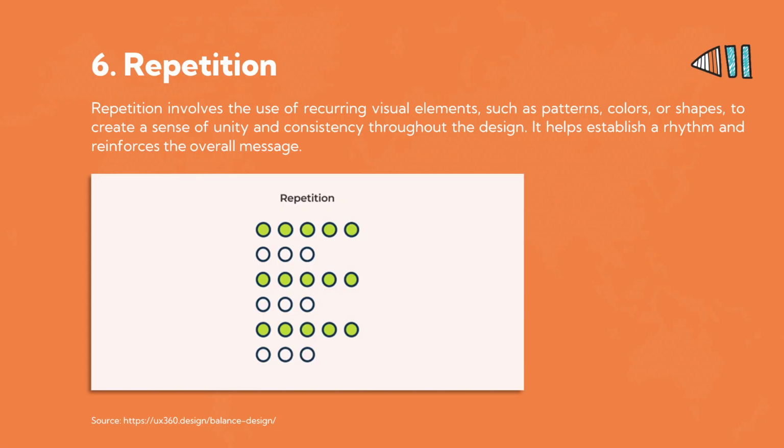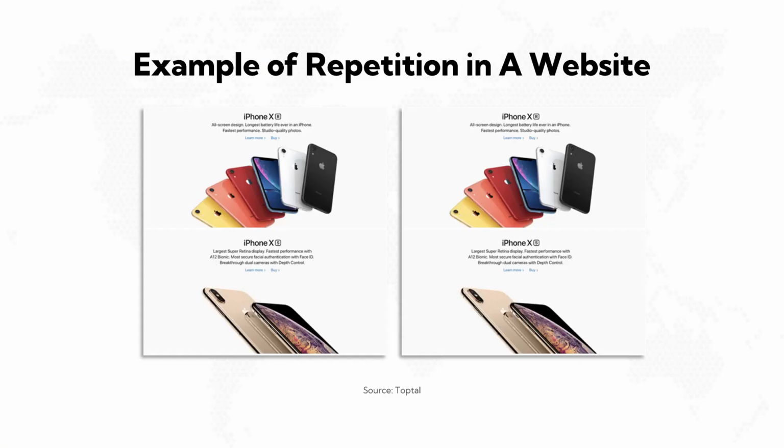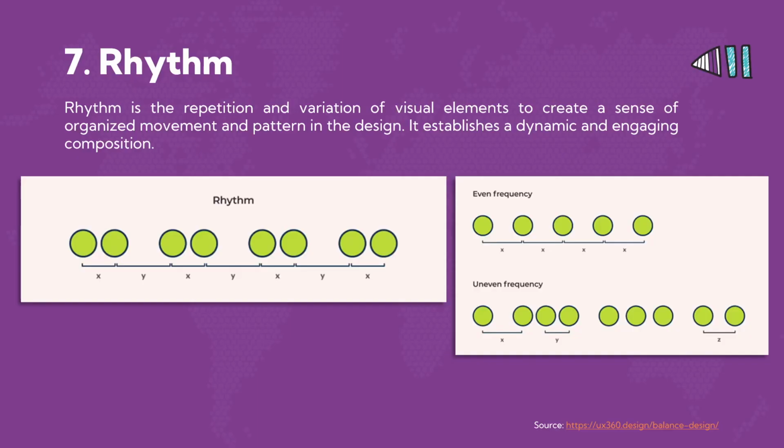We have repetition, which involves the use of recurring visual elements such as patterns, colors, or shapes to create a sense of unity and consistency throughout the design. To establish rhythm, you can see that graphic. And this is an example of repetition in a website used by Apple a lot with their phones and gadgets.